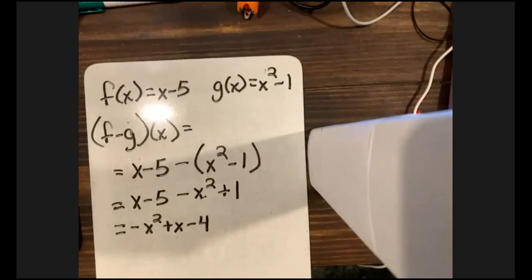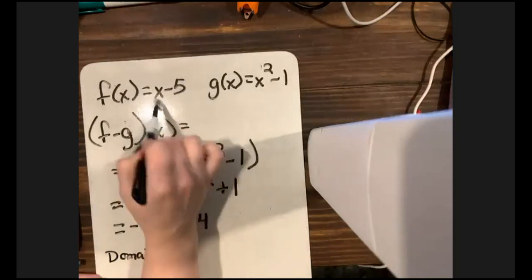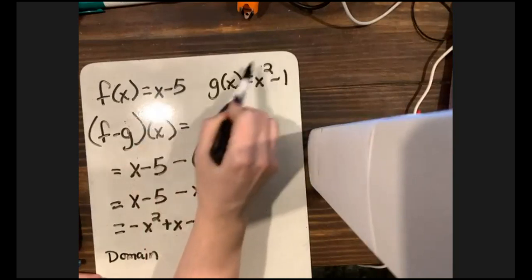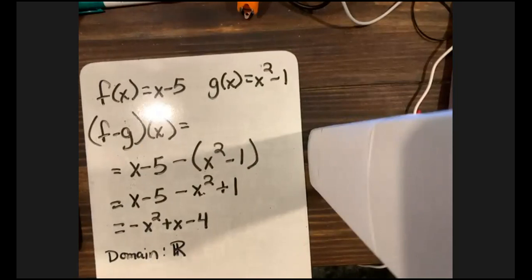Okay. Now for our domain, again, because this one doesn't have any problems, this one doesn't have any problems. Looking at this, also, I don't have any problems. That domain is still going to be all real numbers for that one.